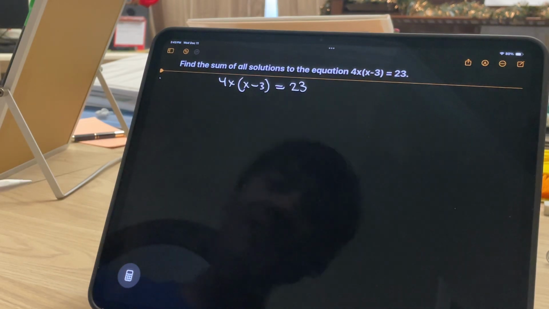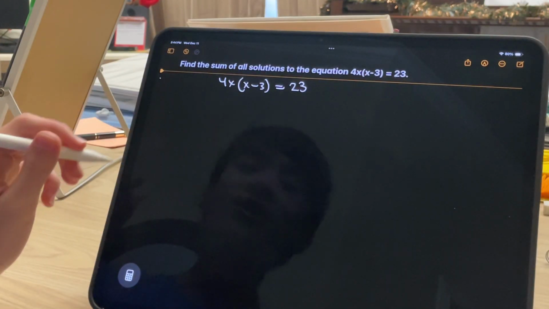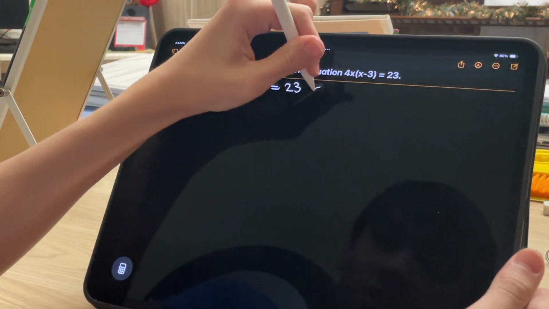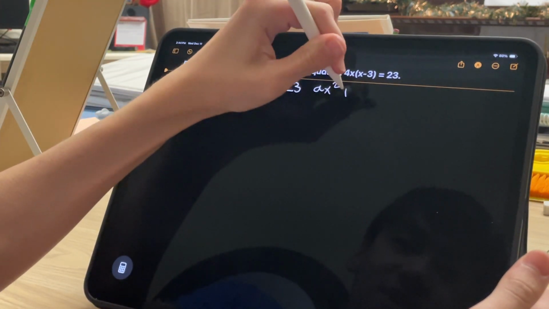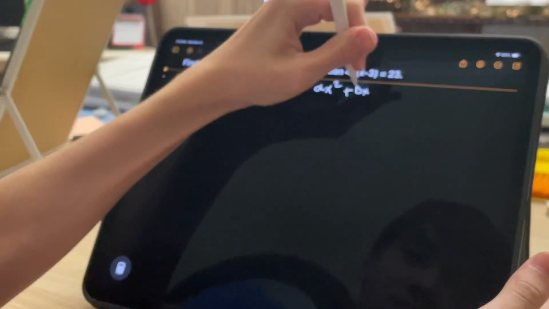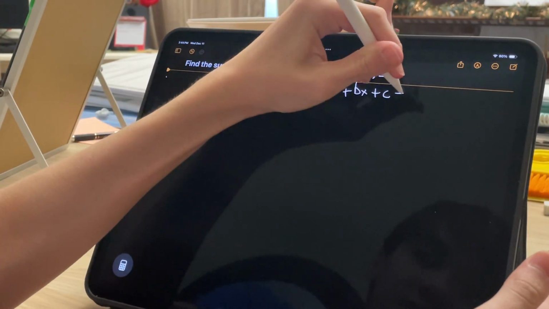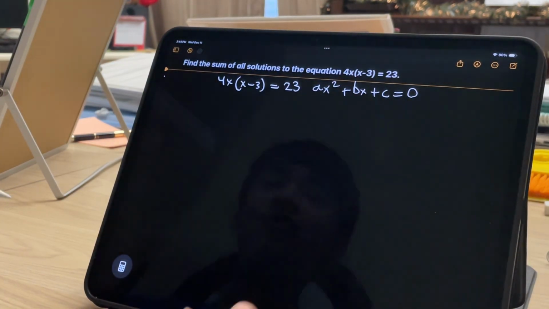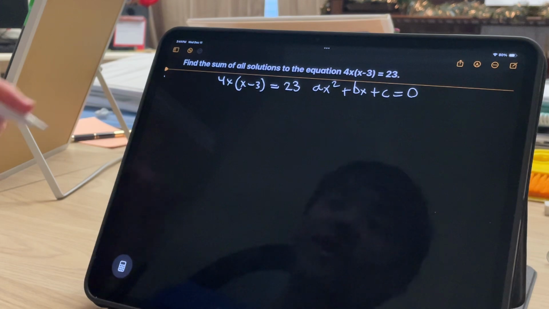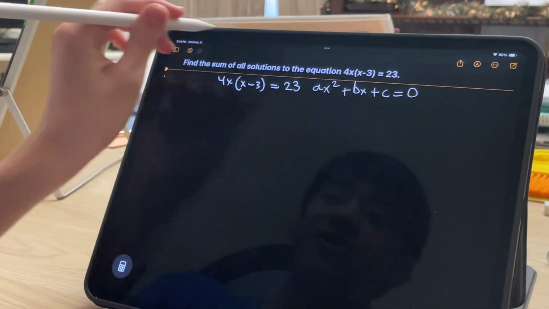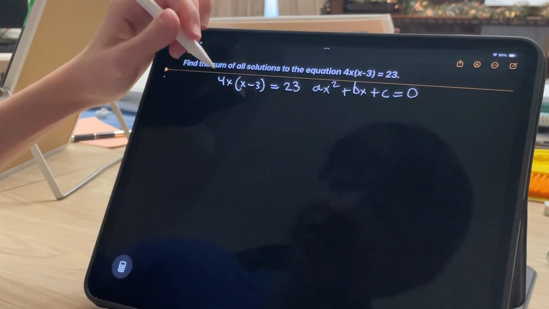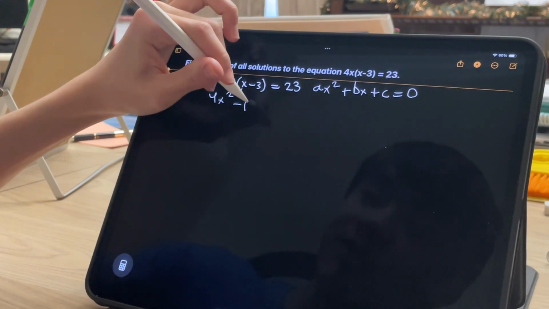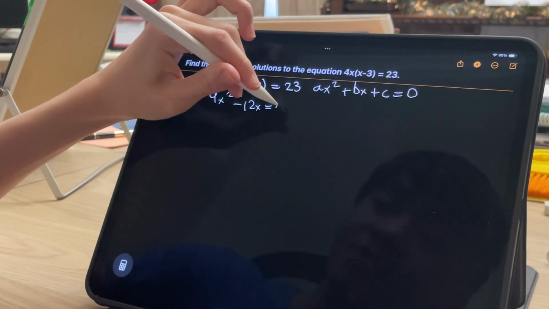So before we do anything else, the first step we need to take is to get this into proper quadratic form. Just write down our proper quadratic form as a reference: ax squared plus bx plus c equals 0, where c is a constant term, and a and b are both coefficients. So, first thing we can do here is distribute this left side. By the distributive property, we have 4x squared minus 12x, and then equals 23.